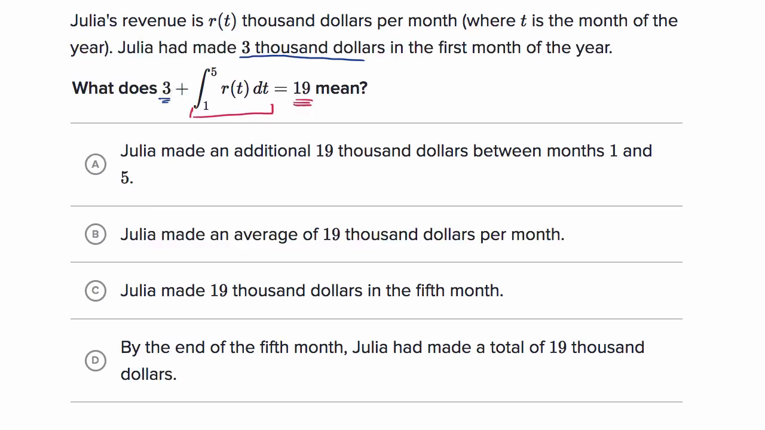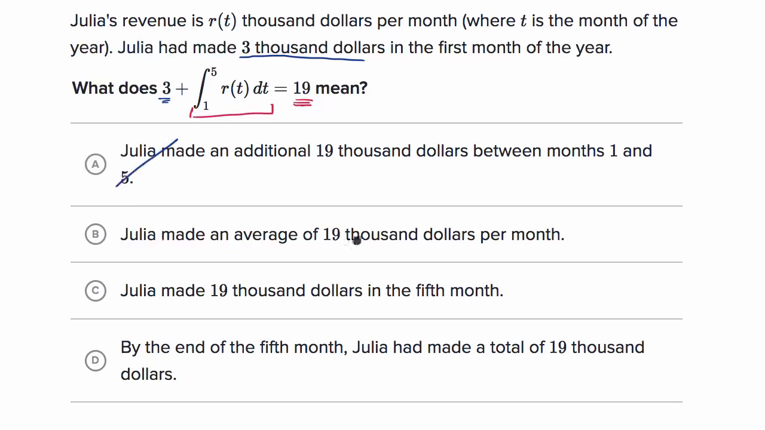So let's see which of these choices are consistent with that. Julia made an additional $19,000 between months 1 and 5. Choice A would be correct if you didn't see this 3 over here, because just the definite integral is the additional between months 1 and 5. But that's not what this expression says. It says 3 plus this is equal to 19. If it said Julia made an additional $16,000, well, then that would make sense because you could subtract 3 from both sides and you'd get that result, but that's not what they're saying.